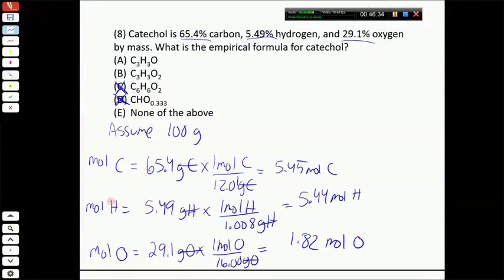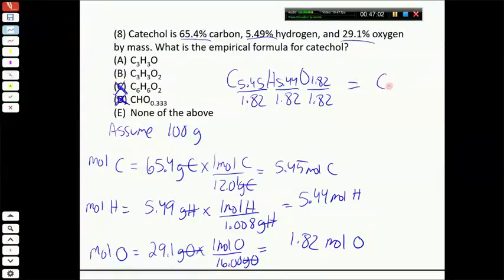Alright, so with these 3 numbers we can find an empirical formula, which is the lowest whole number ratio. Remember we can't have fractional subscripts, so we have to reduce them. If we have 5.45 moles of carbon, 5.44 moles of hydrogen, and 1.82 moles of oxygen, we divide all 3 of these by the smallest of those numbers to reduce them to simple fractions or whole numbers. And this works out right away without any additional work: C3H3O. So that's the ratio of carbon to hydrogen to oxygen, 3 to 3 to 1, and the correct answer would be A.